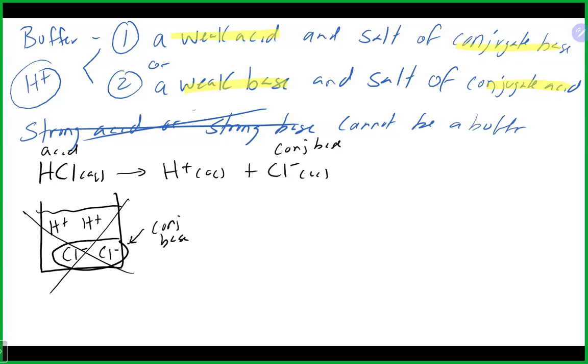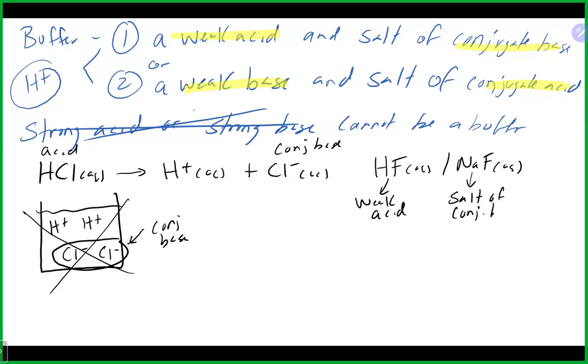Now, if you took something like, and we'll do a different one than everybody's favorite example, we will do HF and sodium fluoride. Now, HF is a weak acid. And by the way, I know it's a weak acid because it is not one of those six that we just talked about. That's a strong acid. And this is its conjugate base here. And this is really the salt of its conjugate base.